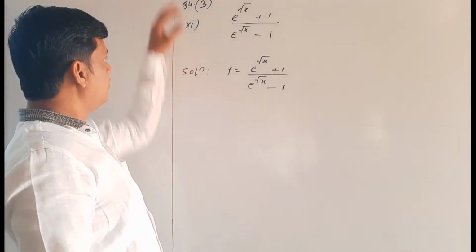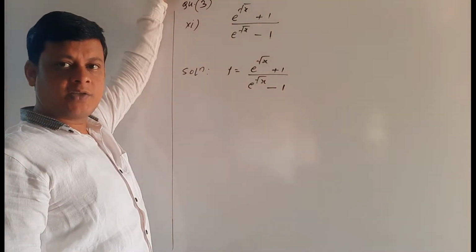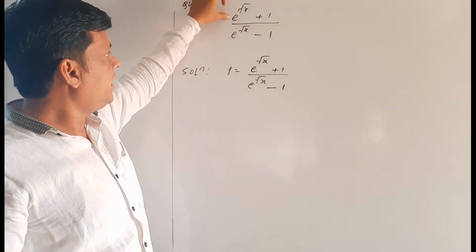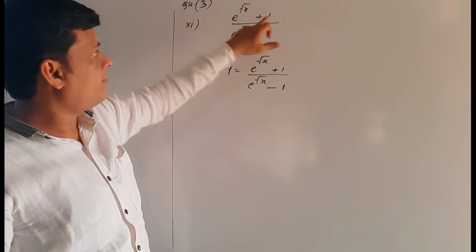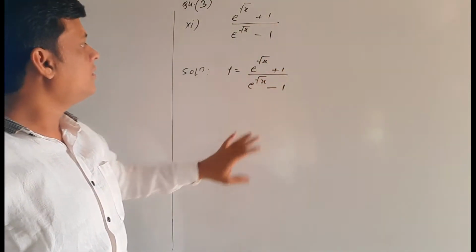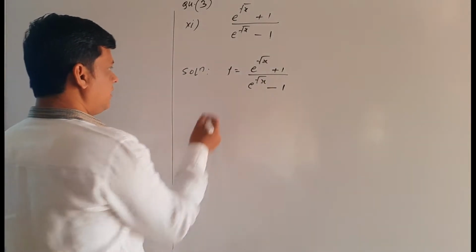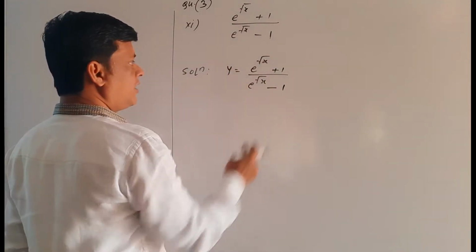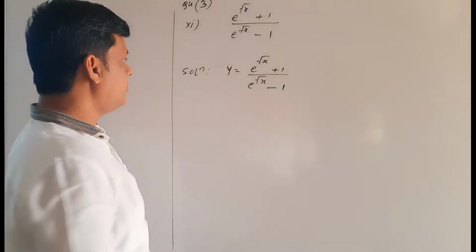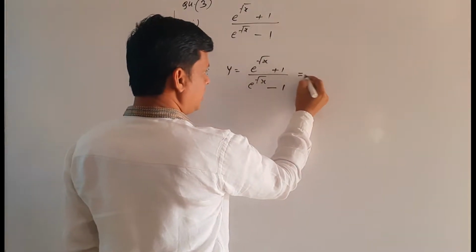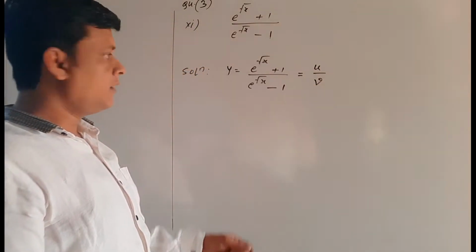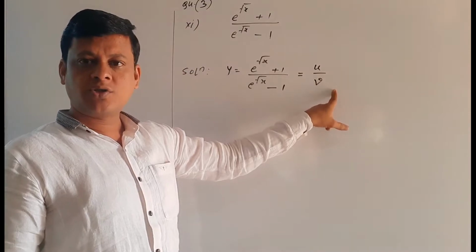Now see, question number 3 from exercise 1.1, sub question 11: e raised to the power root x plus 1 upon e raised to the power root x minus 1. So first we write this given function as y equals e raised to the power root x plus 1 upon e raised to the power root x minus 1. Now this function is of the form u upon v. That means we have to apply the quotient rule here.